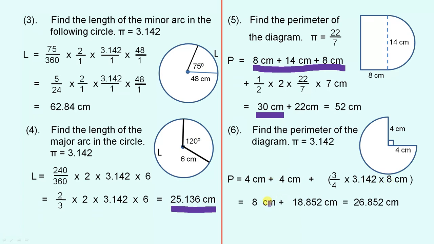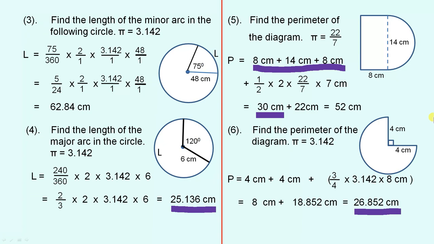I've just doubled the 4 centimetres to give us the diameter, so it's 3/4 times pi d. So there's our 8 centimetres, and when we work out that section there, using the calculator, we get 18.852 centimetres. Add those two up, and there is the distance all around that figure there.